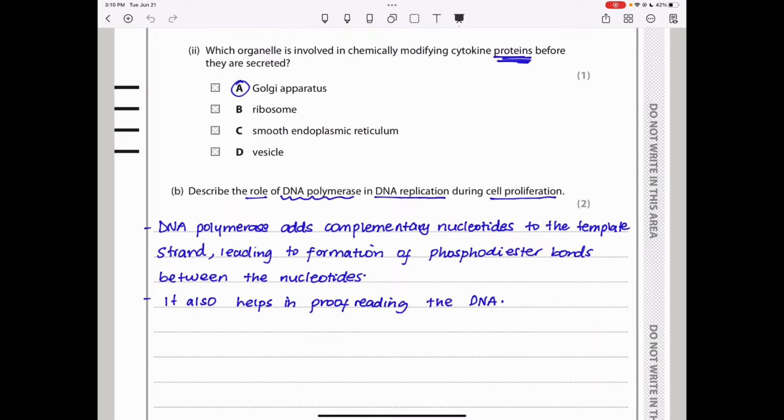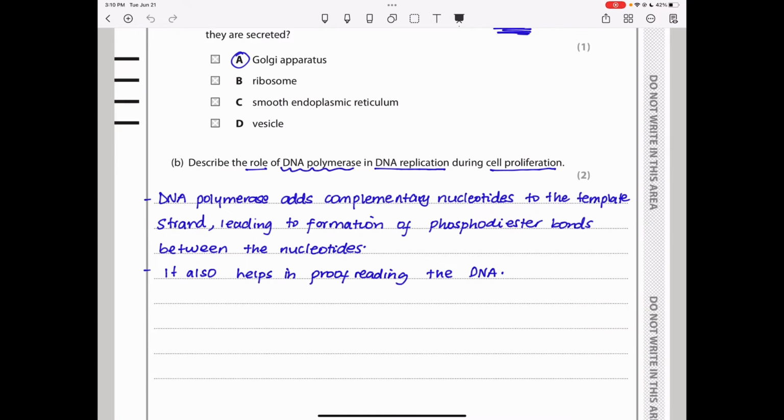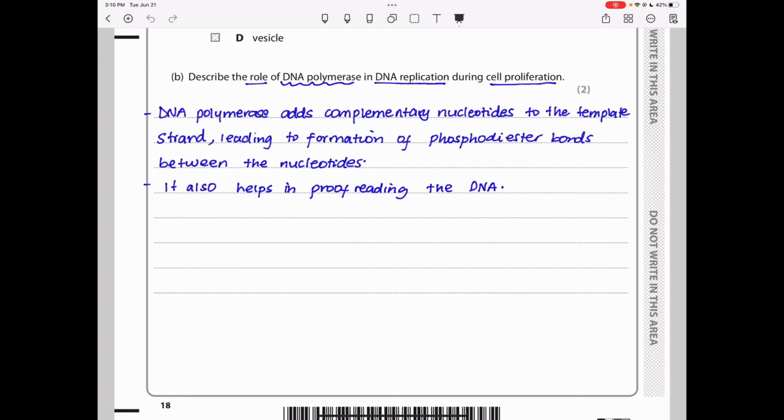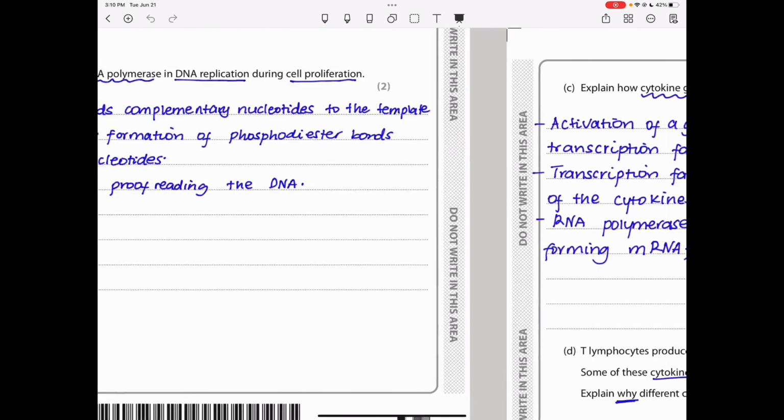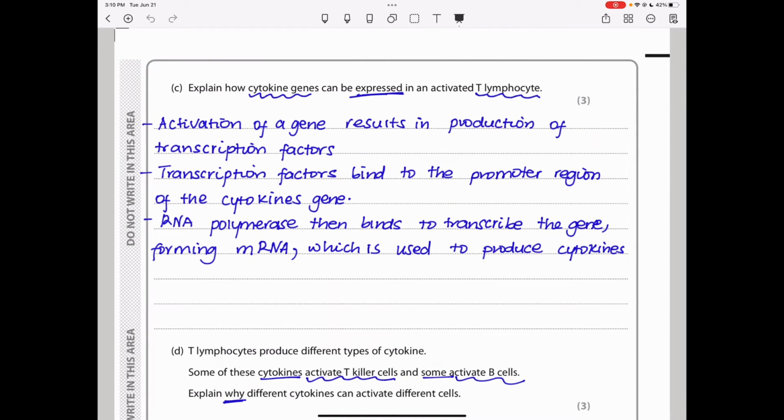So it also helps in proofreading the DNA. DNA polymerase attaches the nucleotides that are complementary to the nucleotides found on the template strand. It also carries out proofreading or editing of DNA, searching for errors that have been made in order for them to be corrected. So let's go to the next question. It says, explain how cytokine gene can be expressed in an activated T lymphocyte. Expression of a gene, of course, it will occur when transcription occurs.